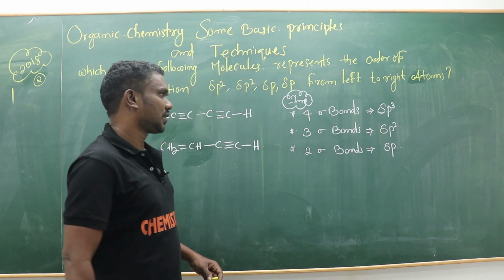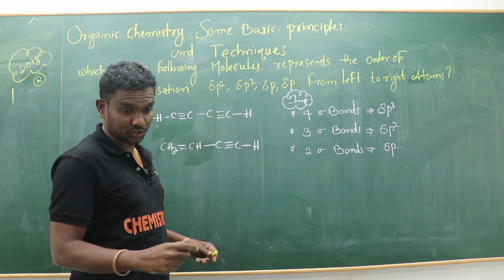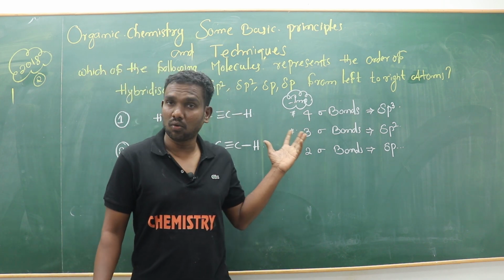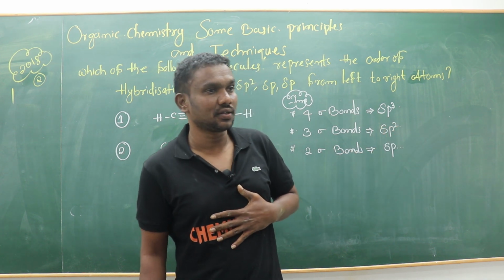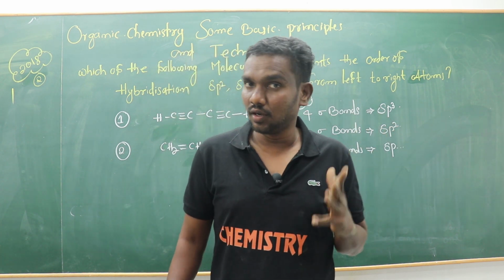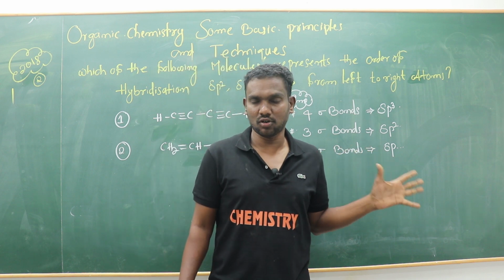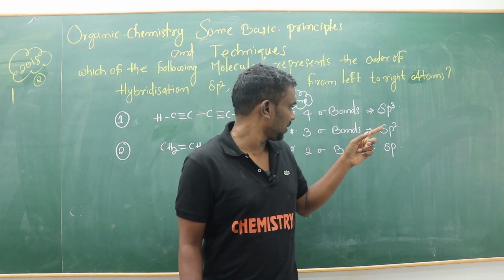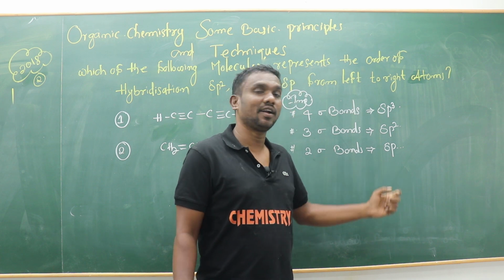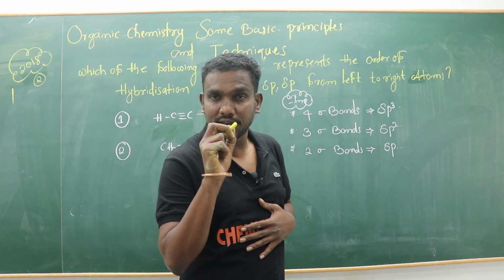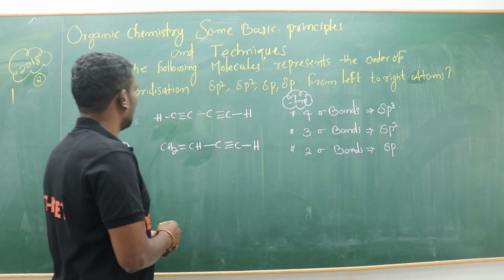See, once again समझने का कोशिश करना बेटा. अगर 4 sigma bonds रहे तो what is hybridization? sp3. Sigma bond का मतलब बेटा single bond, right? 4 single bonds आपस में. So that is the reason that belongs to sp3. If 3 sigma bonds that belongs to sp2. If 2 sigma bonds that belongs to what? sp hybridization. Now here, observe careful.